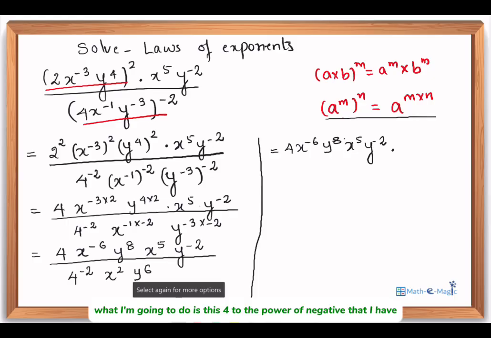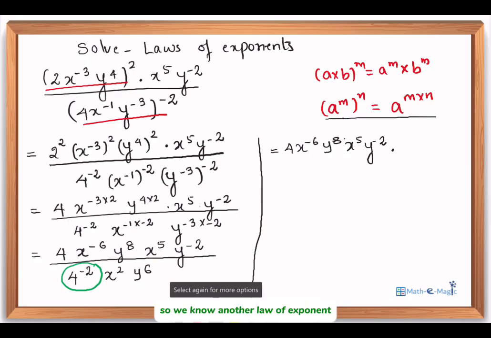Now what I'm going to do is this 4 to the power of negative 2 that I have, I will write it in the denominator. So we know another law of exponents which says that 1 over a to the power of m is the same as a to the power of negative m.